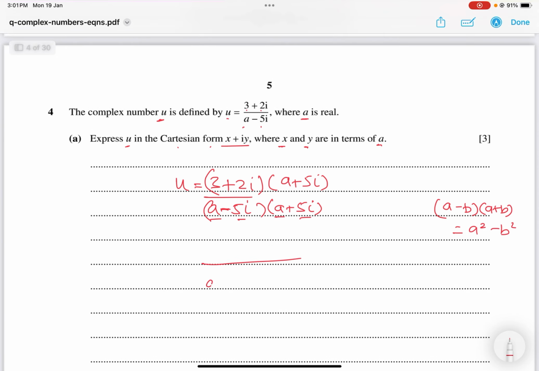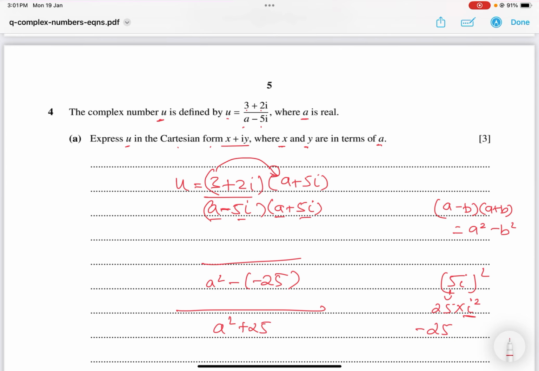The denominator will become a square minus (5i) square. 5 square is 25 times i square. i square is negative 1. So it will become negative 25. And it will become a square plus 25, the denominator. Now let's talk about the numerator. 3 by a, 3 by 5i, 2i by a, and 2i times 5i. So what will it become? 3a plus 15i plus 2ai minus 10.